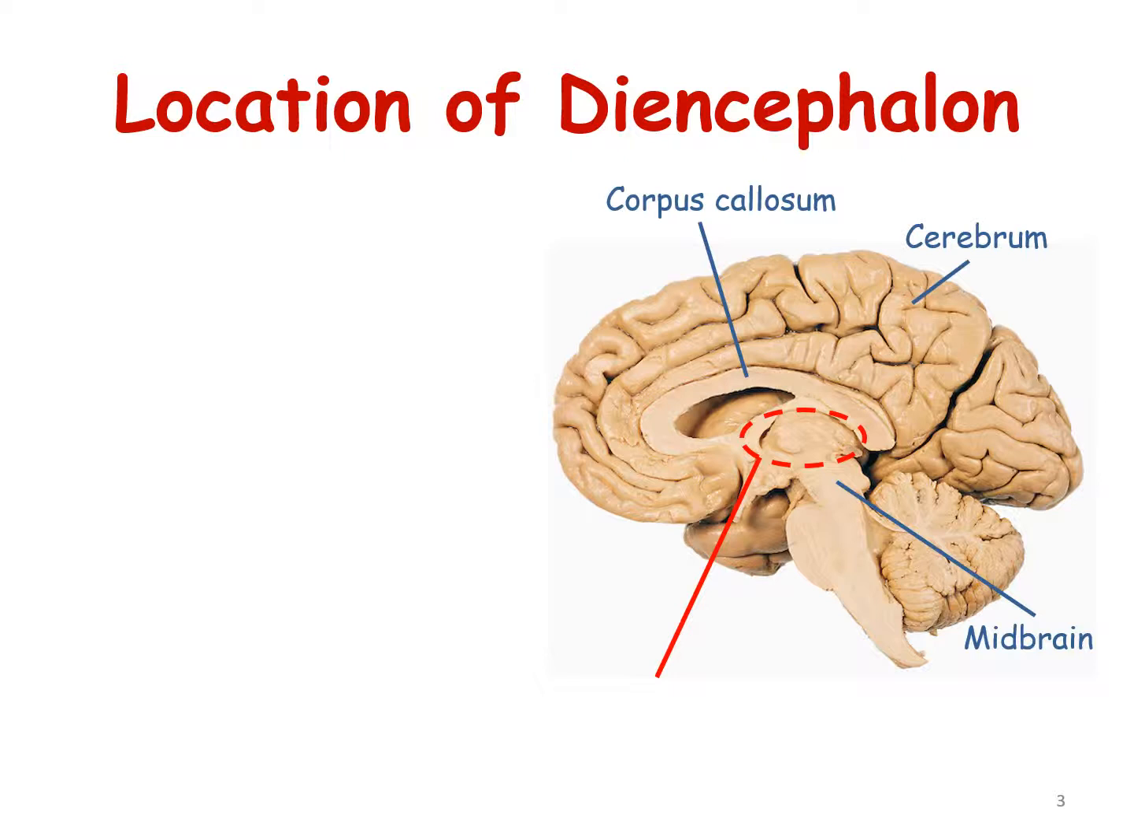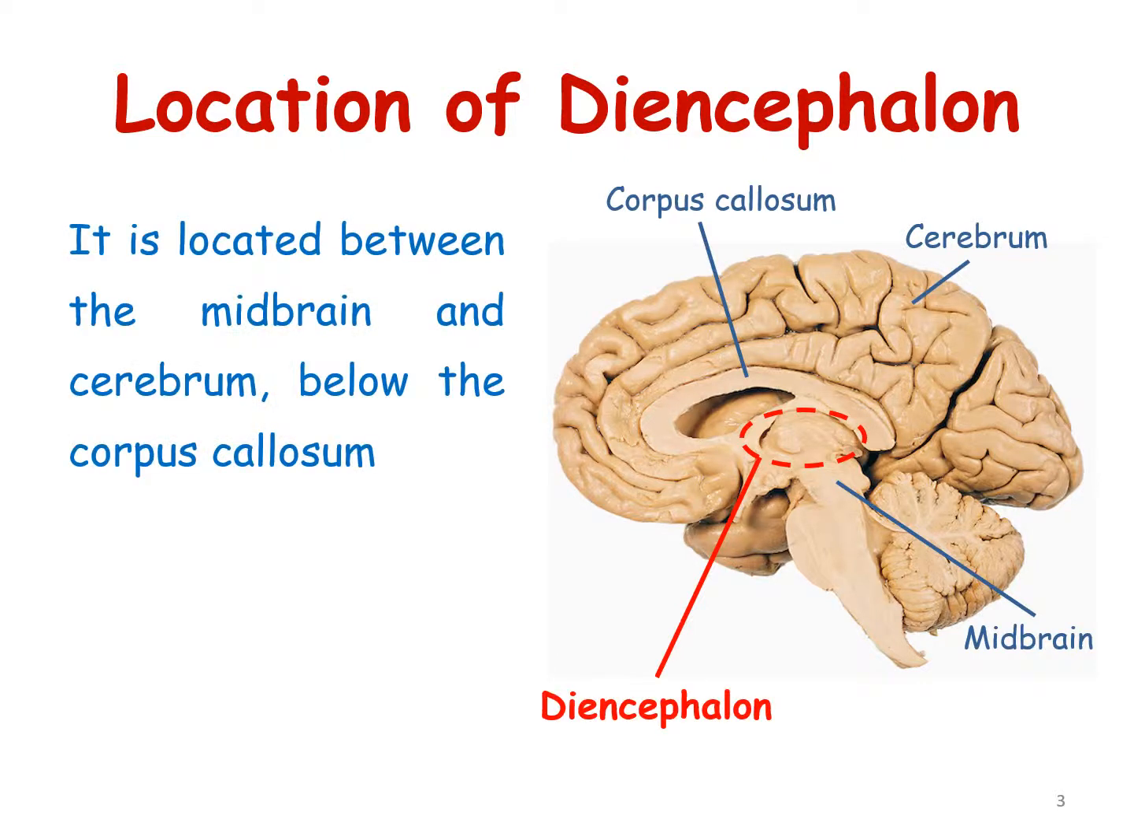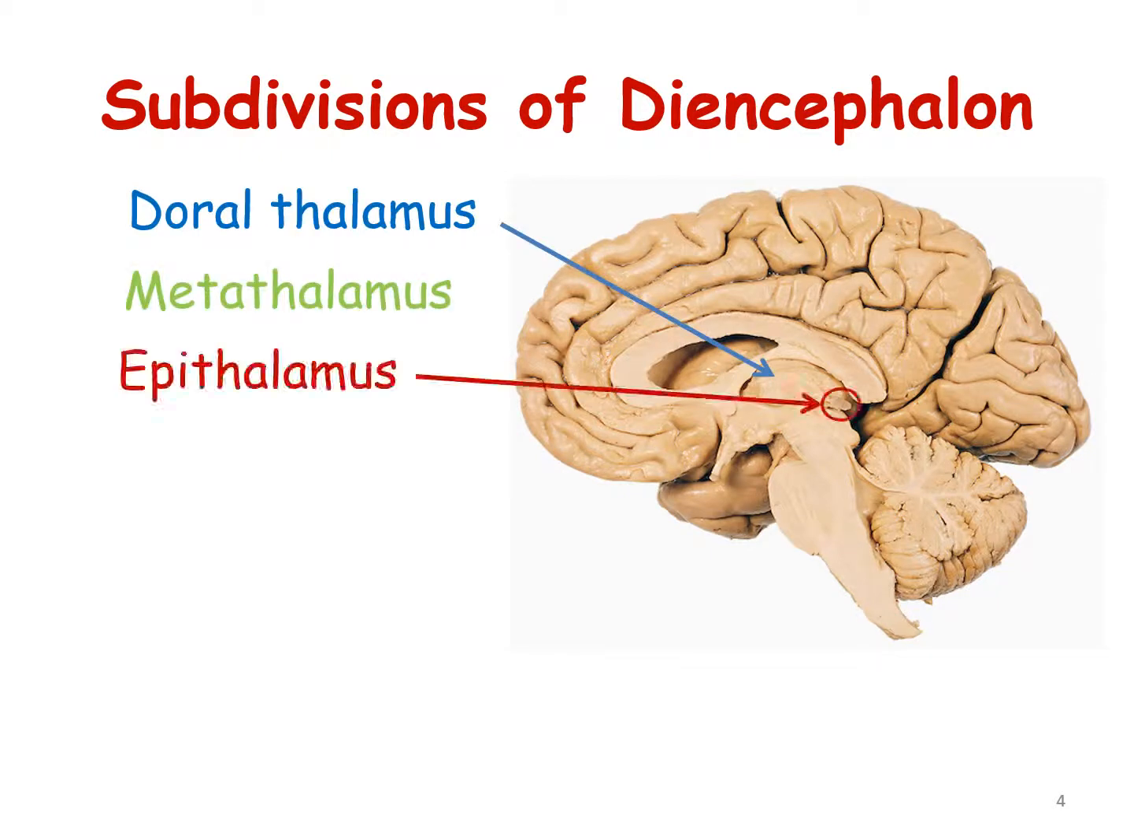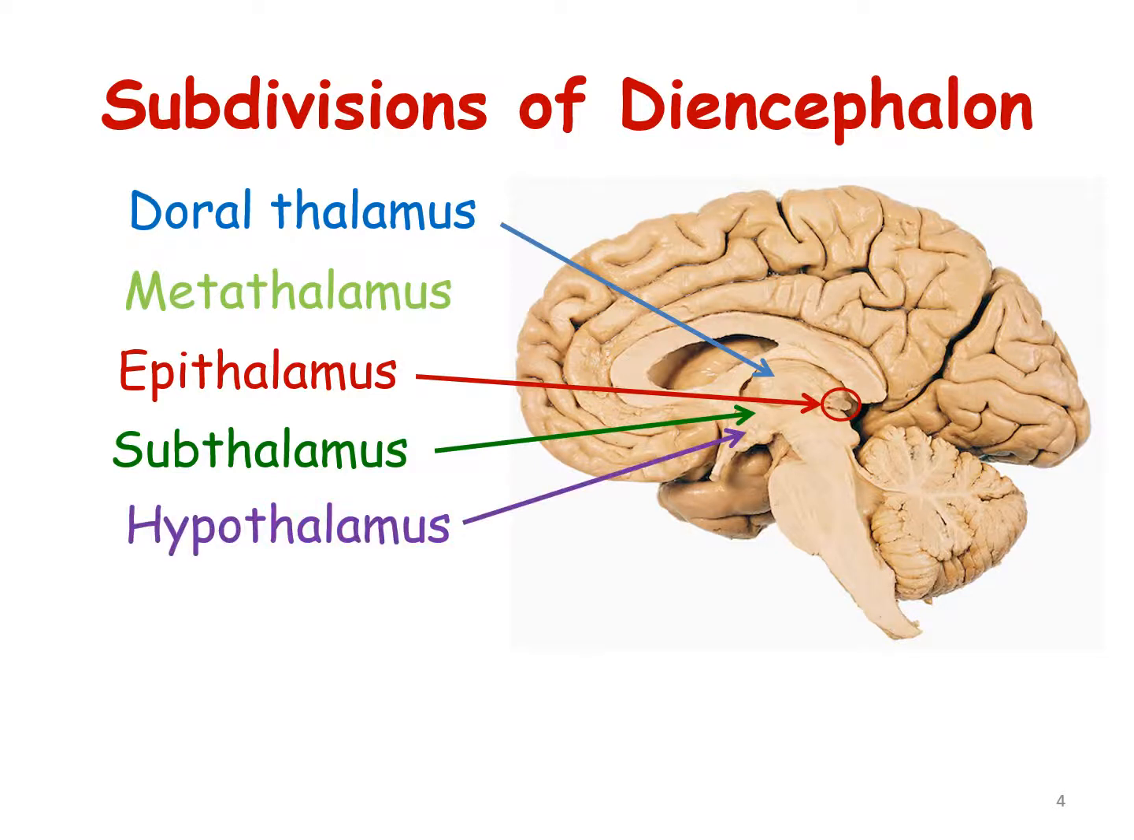Location of the diencephalon. It is located between the midbrain and the cerebrum, below the corpus callosum. Subdivisions of the diencephalon. The diencephalon is anatomically subdivided into the dorsal thalamus, metathalamus, epithalamus, subthalamus, and the hypothalamus.